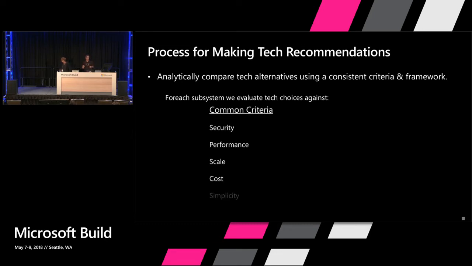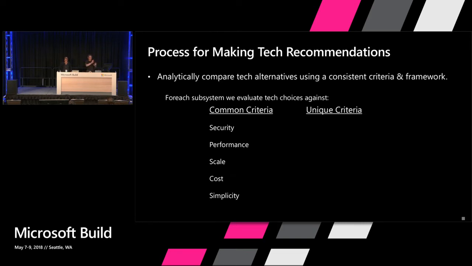Some of the criteria were consistent across every subsystem. Roughly, these map to cross-cutting concerns. There are some additional ones here. Security, perf, scale, cost. Simplicity is a fascinating one because what's really easy for Corey might be hard for me because we have different skills and experience between us. So when you look at our technology recommendations, keep that in the back of your head. These might not be the right thing for you or your team. That said, we've proven them, and they will work. And that's what our solution accelerators are in part showcasing.